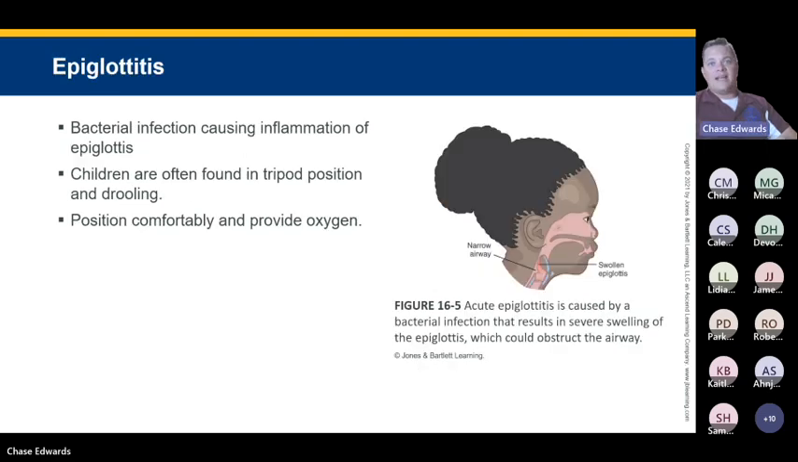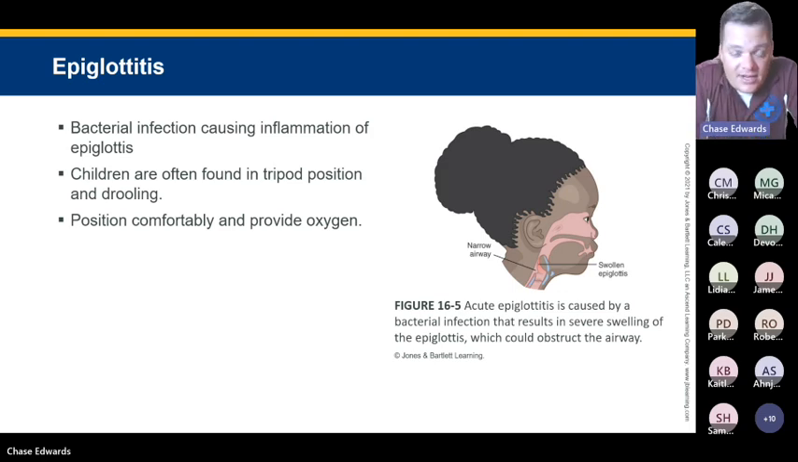All right, epiglottitis. So epiglottitis is inflammation of the epiglottis. It's usually a result of a bacterial infection. It's more predominant in children, but it can also happen to adults as well. Children are often found in the tripod position. So leaning forward, hands on their knees, tripod positioning. And they'll also be drooling, right?